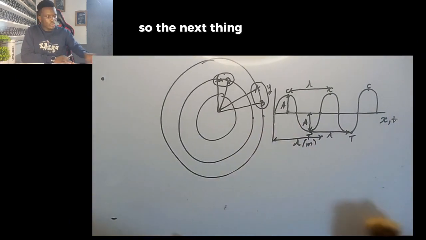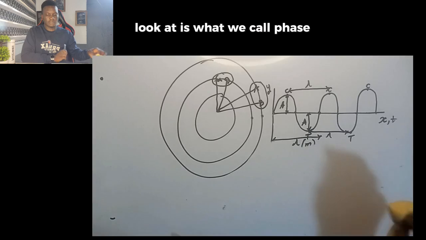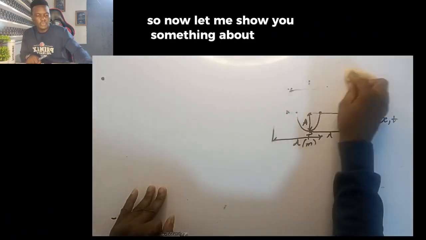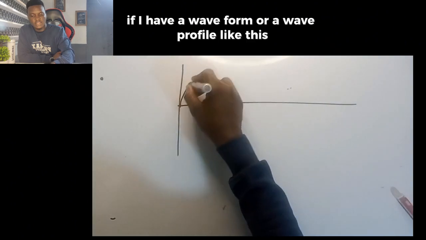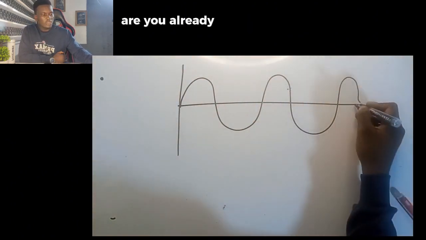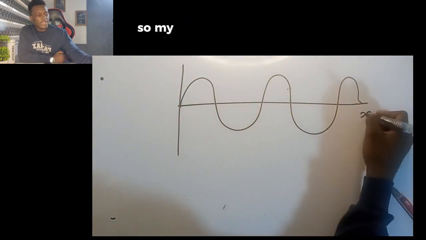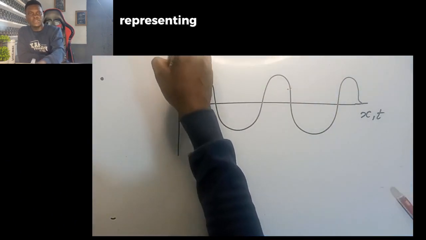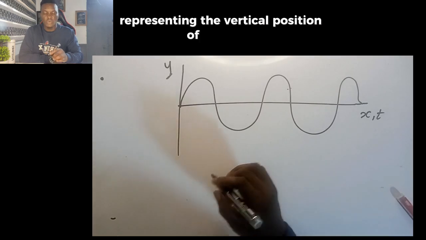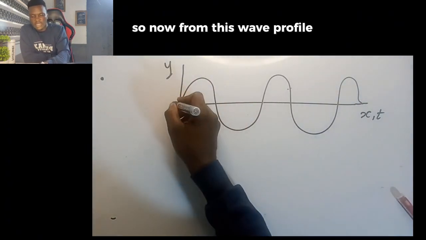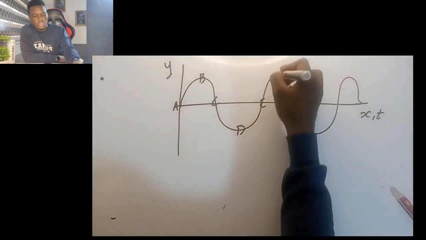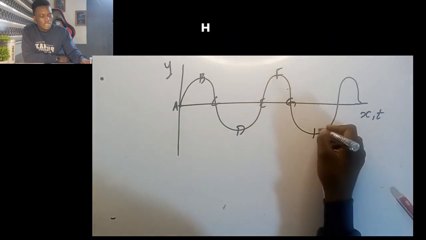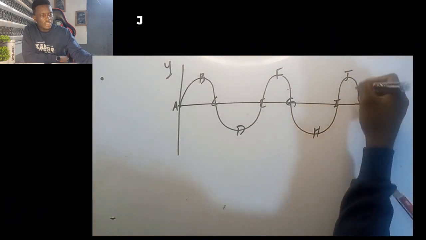So the next thing to quickly look at is what we call phase. So now let me show you something about phase. If I have a waveform or a wave profile like this, and you already know about most of these terms, so my x and my t, then my y representing the vertical position of the wave. So now from this wave profile, let's say I have point A, particle B, C, D, E, F, G, H, and I, J, and K.